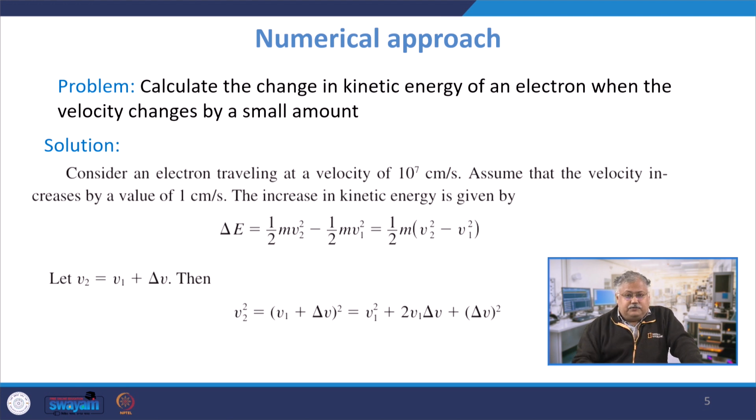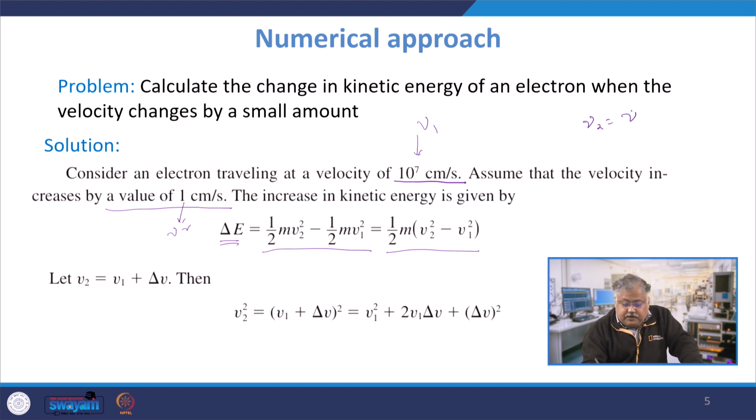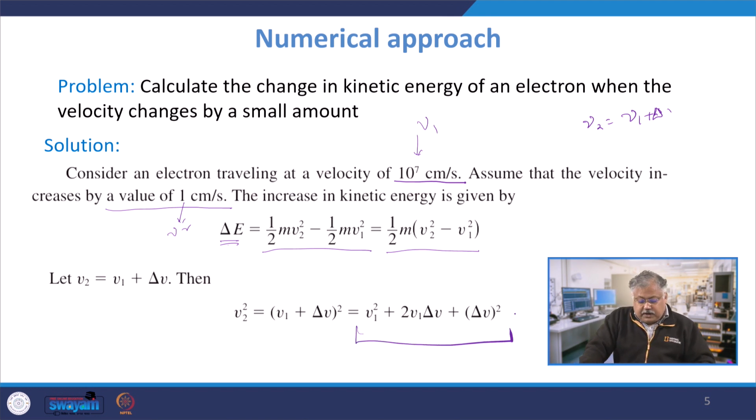So consider an electron which is traveling at 10 to the power 7 centimeter per second, and we assume that the velocity increases by 1 centimeter per second. If this is V2 and this is V1, then we can write delta E equals 1 by 2 m v2 square minus 1 by 2 m v1 square, which equals half m, we take common, v2 square minus v1 square. Obviously v2 can be written as v1 plus delta v, and replacing v2 by v1 plus delta v, we get v2 square equal to v1 square plus 2 v1 delta v plus delta v whole square, right?